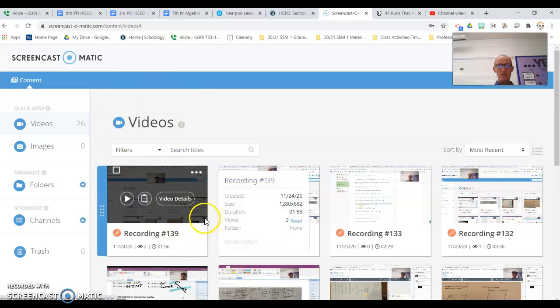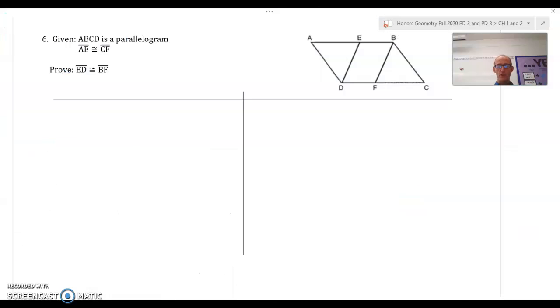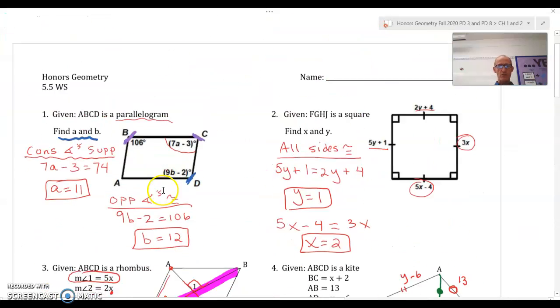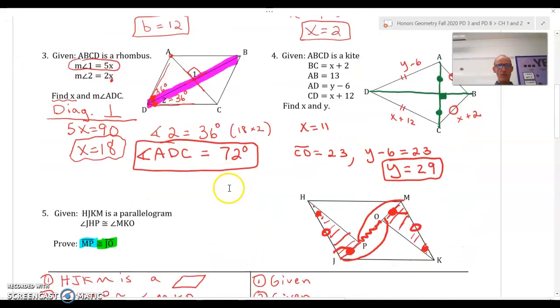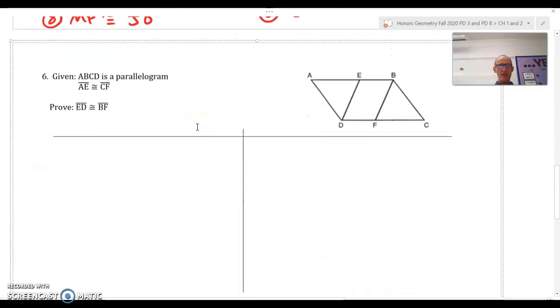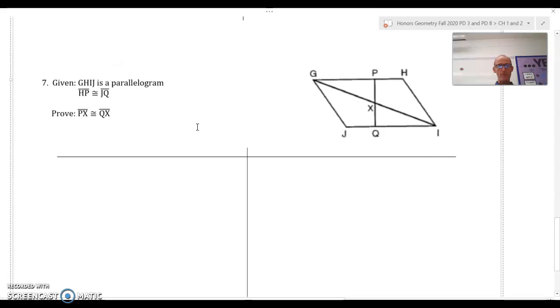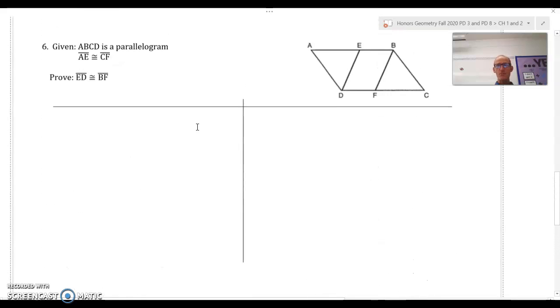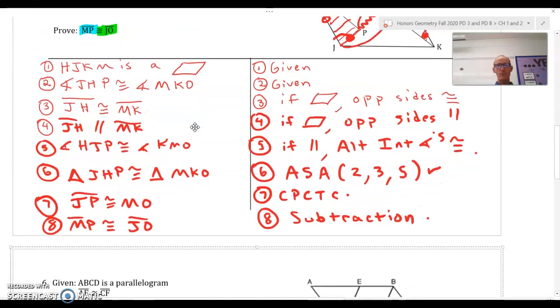Hey, this is part two of the 5-5 worksheet. So part one was these four problems and this proof. This part we'll be looking at proof number 6 and proof 7. Proof 6 is really easier, I think, than proof 5.